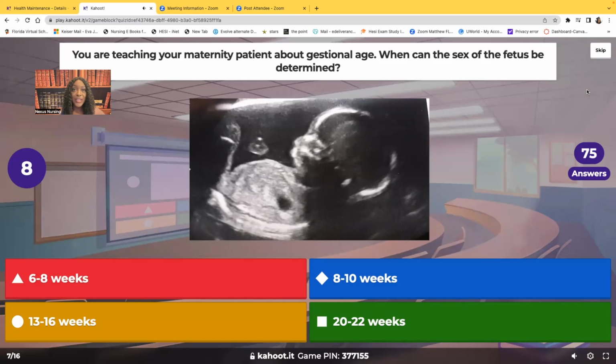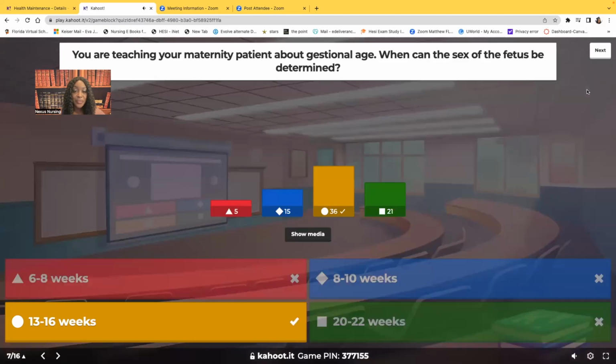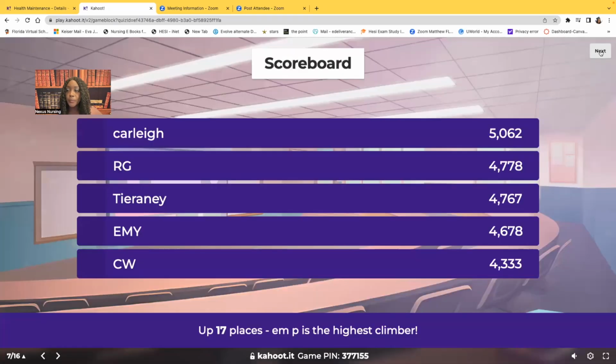You guys are all getting this right on the live. Let's see how you do on the Kahoot. Very good. 13 to 16 weeks. That's the gestational age you can tell the sex of the fetus.